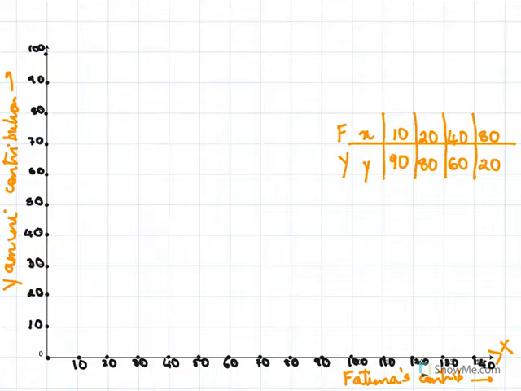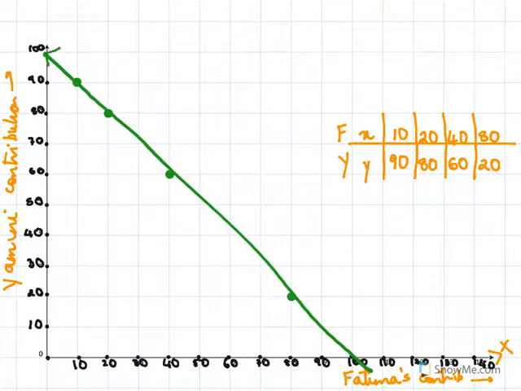We go ahead and plot. The first point is 10, x is 10, y is 90. So x 10, y 90 would be here. Next is x 20, y 80. It would be here. Then 40, 60 here. 80, 20 here. Now we go and join the points. So here is a graph. And the name of the equation of this graph is x plus y equal to 100.